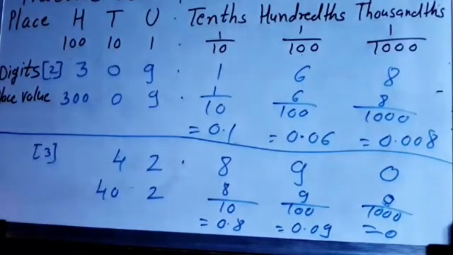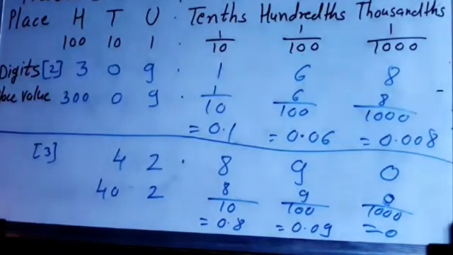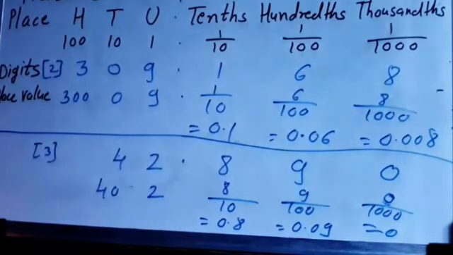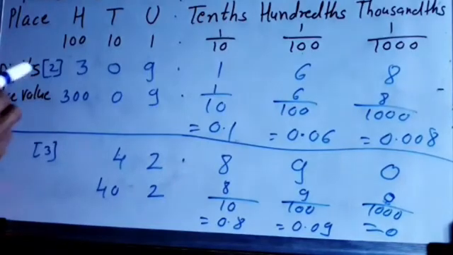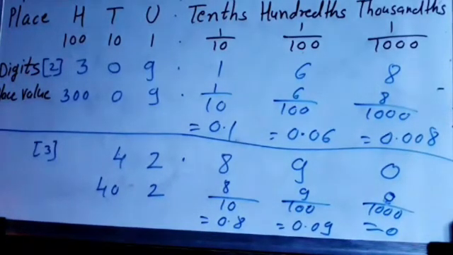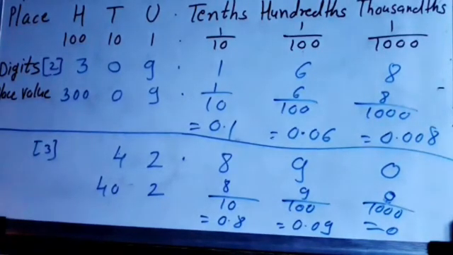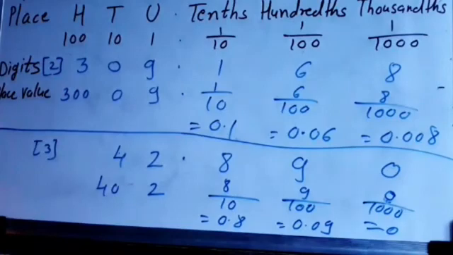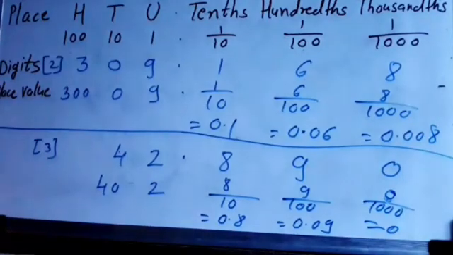Now you have to copy all 3 examples in your notebook. You can continue in practice set 14. Question 1 is given only. Under that, you have to write the second example and third example in this way. So I hope it is clear to you how to write the place value of each digit when any number is given in decimal form. Thank you.